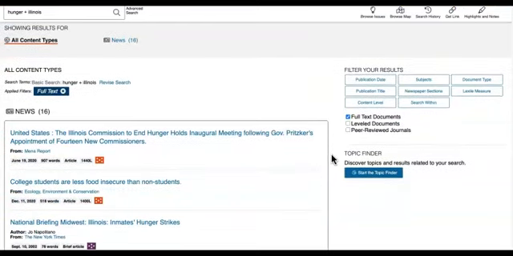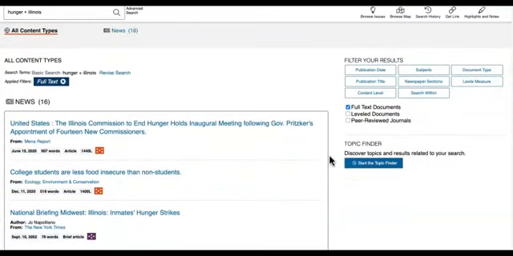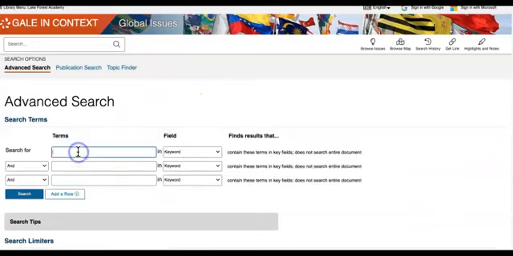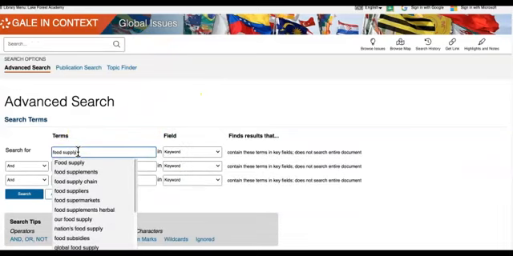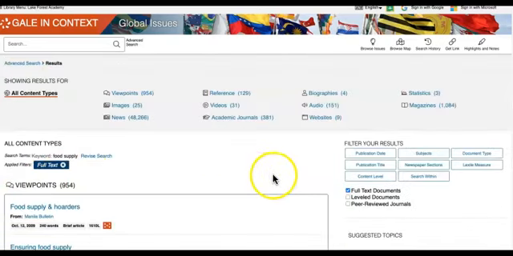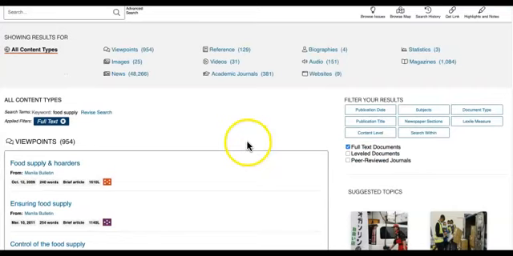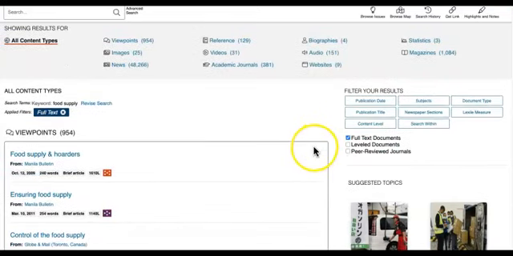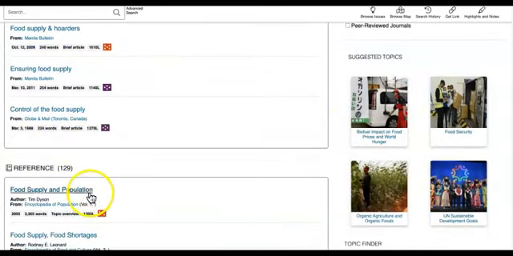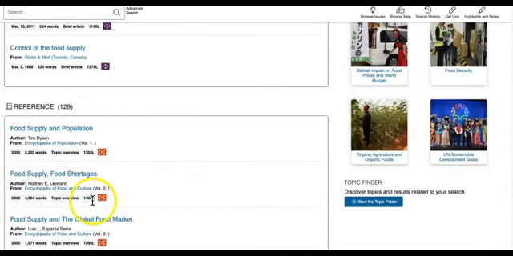If, for example, you're really not coming up with the information that's going to be helpful or that you're looking for, then really you need to reassess your keywords that you've used. So think about other synonyms to hunger. I'm going to go into the advanced search, and maybe I'm going to type in food supply instead. So the database is really only as smart as the user that's using it. So you yourself need to try out different keywords to find what you're looking for. So ensuring food supply and population, food supply, food shortages, the global market.